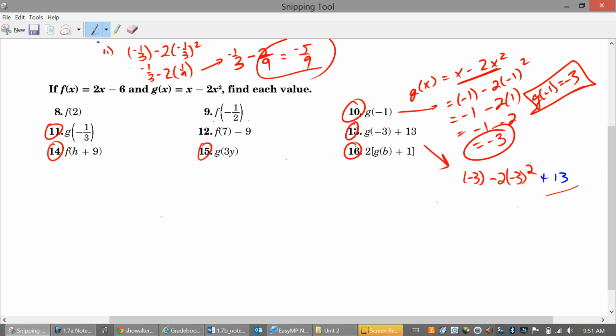Okay, so we're evaluating function G for -3. So we get -3 minus 2 times -3 squared, and -3 squared is 9. Okay, -2 times 9 is -18. -3 minus 18 is going to be -21. Then adding 13, so it's -8.